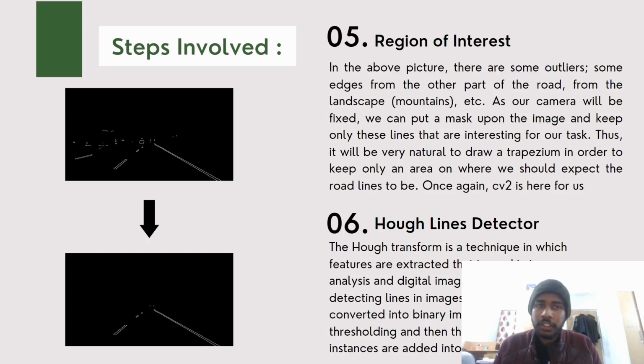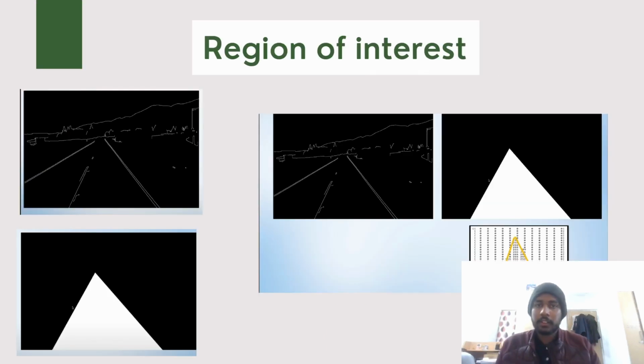Step 5: Region of interest. When we perform Canny edge detection on the frames, we obtain many redundant edges which are not useful for the model, and hence we use masking of a region of interest to extract those lines or edges which are useful. The region of interest basically is a trapezium, in which the black region consists of binary 0 and the white region consists of binary 1.